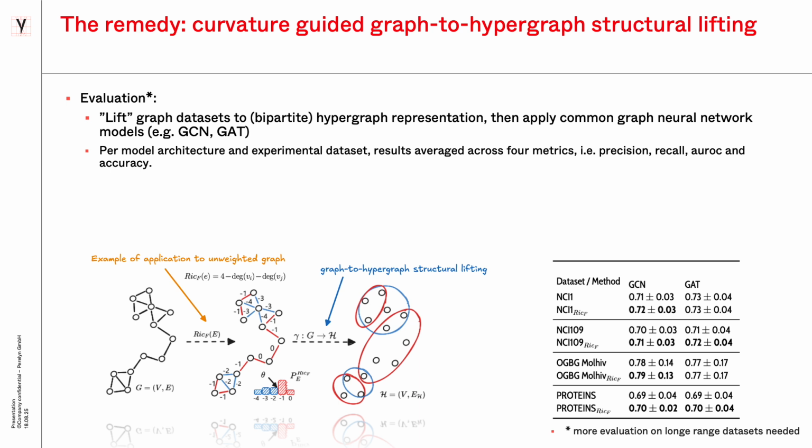And as you see with the asterisks, one of the things we currently have on our to-do list is to go a little bit more into the evaluation of more long-range data sets. These here are standard data sets that we took from the challenge, but long-range is something we were all really interested in, and therefore that's on the menu. Yeah, and with that, I thank you for your attention.